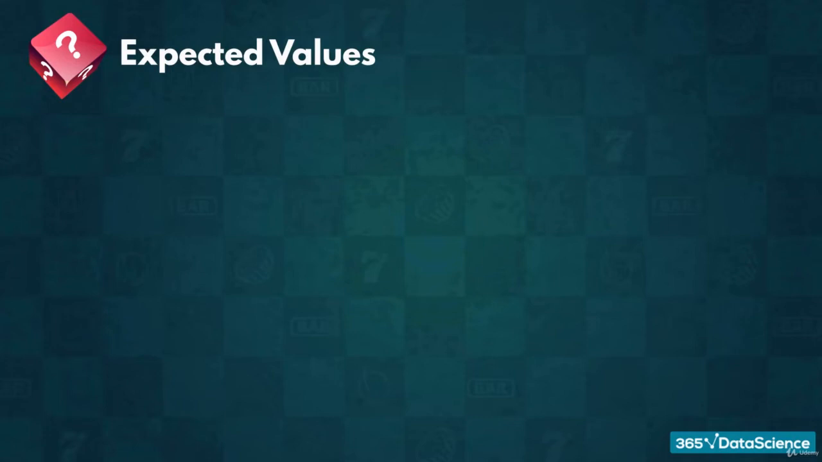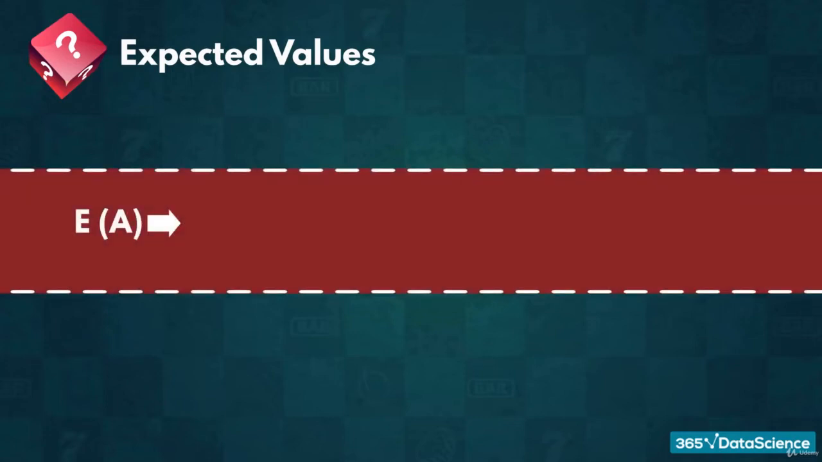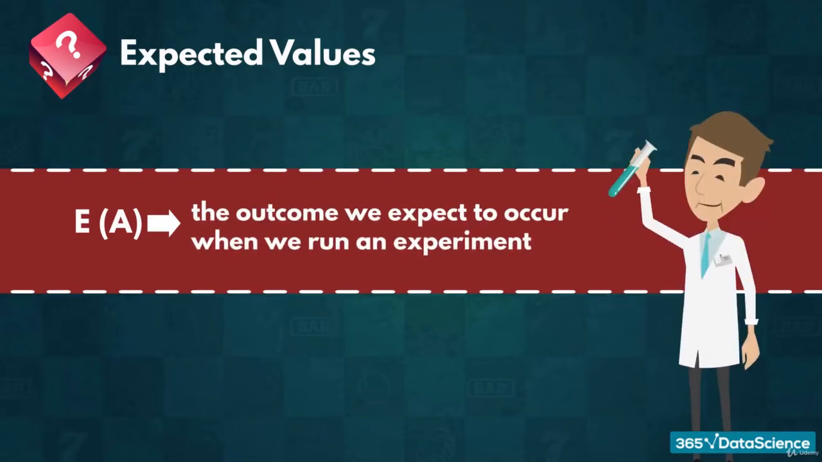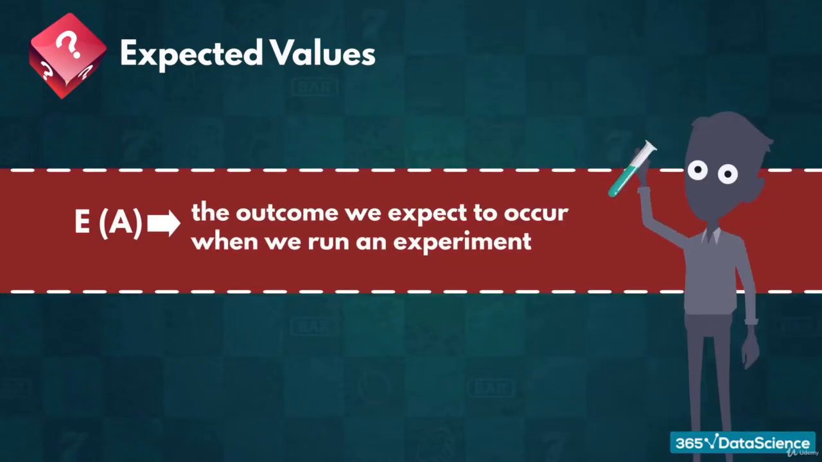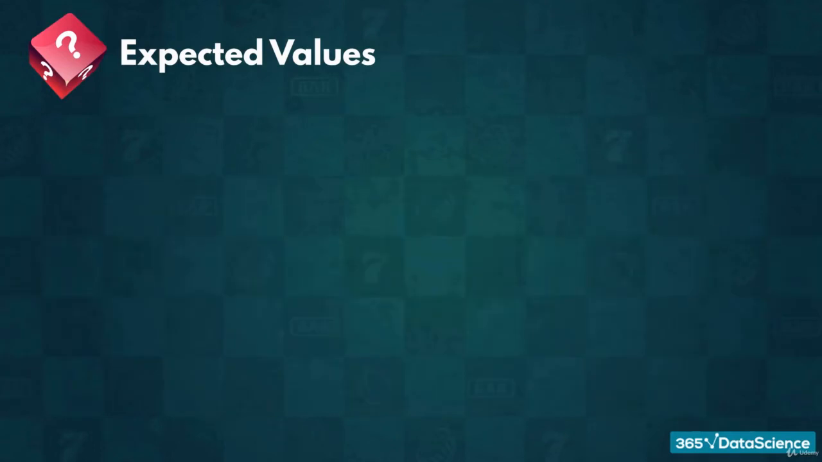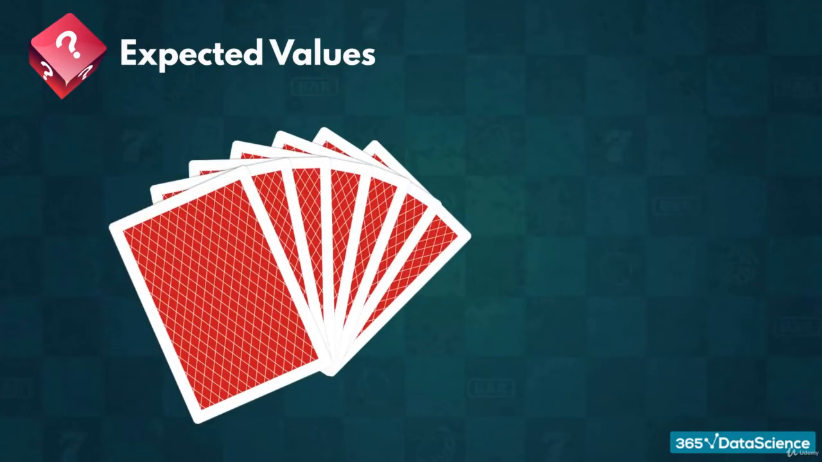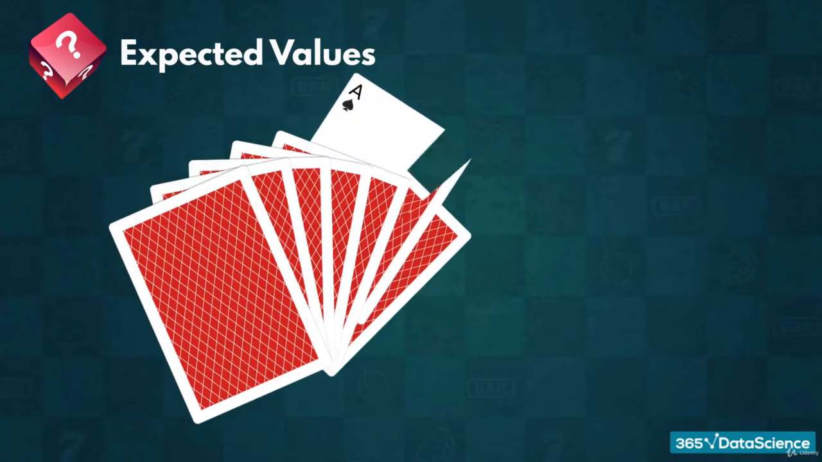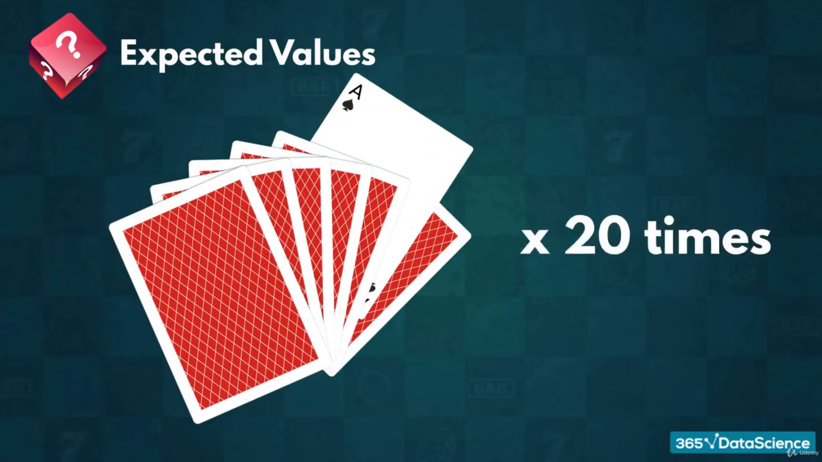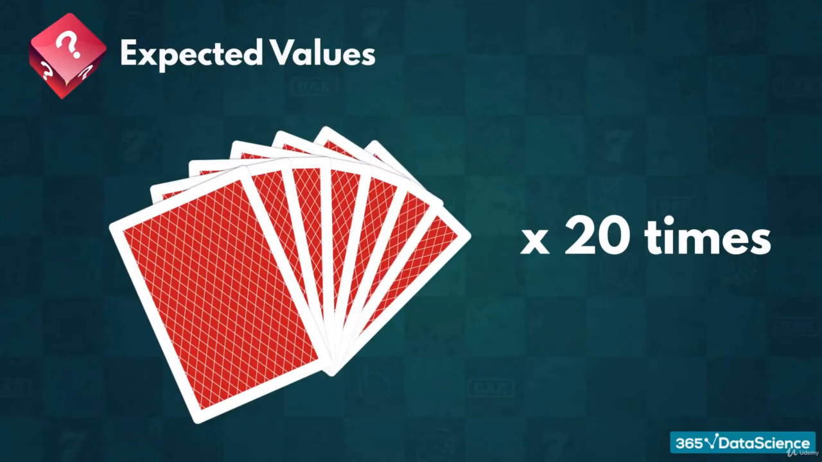The expected value of an event A, denoted E of A, is the outcome we expect to occur when we run an experiment. To clarify any confusion around the definition, let us examine the following example. We want to know how many times we will get a spade if we draw a card 20 times. We always record the value of the card and then return it to the deck before shuffling.